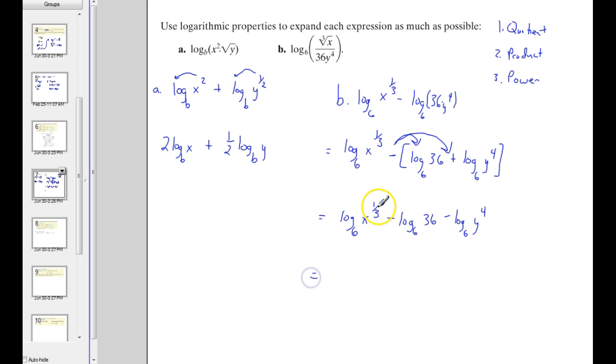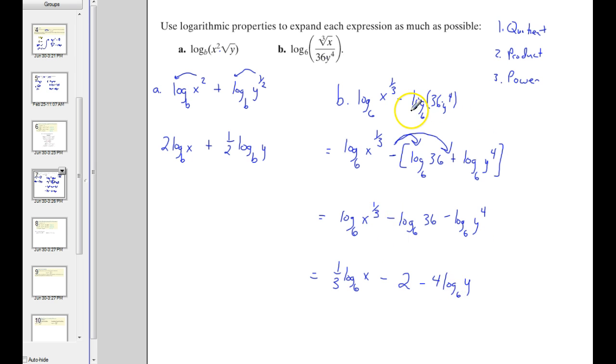Alright, now power rule, I'm going to bring the 1/3 down. 1/3 log base 6 of x. The log base 6 of 36, again, this is one that you need to know. What do I raise 6 to get 36? I square 6. 6 squared is 36. So this is actually just 2. And then I'm going to bring the 4 down. So minus 4 log base 6 of y.